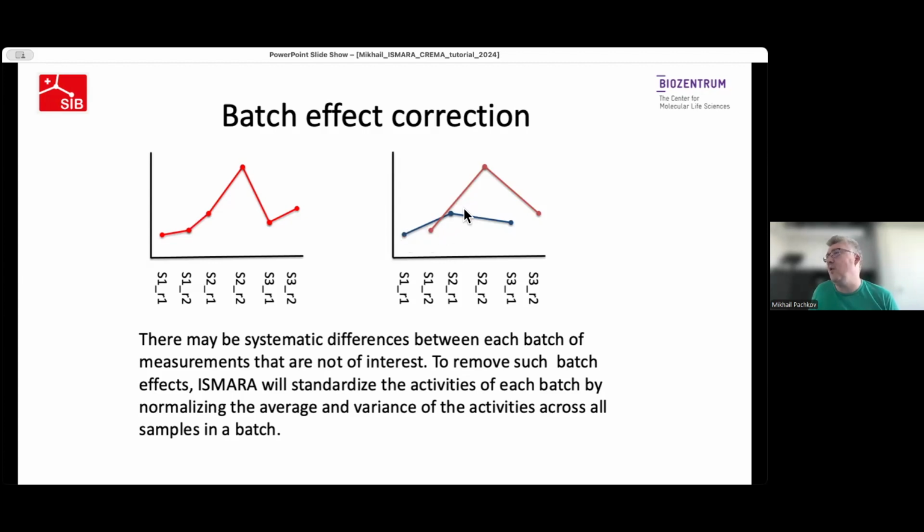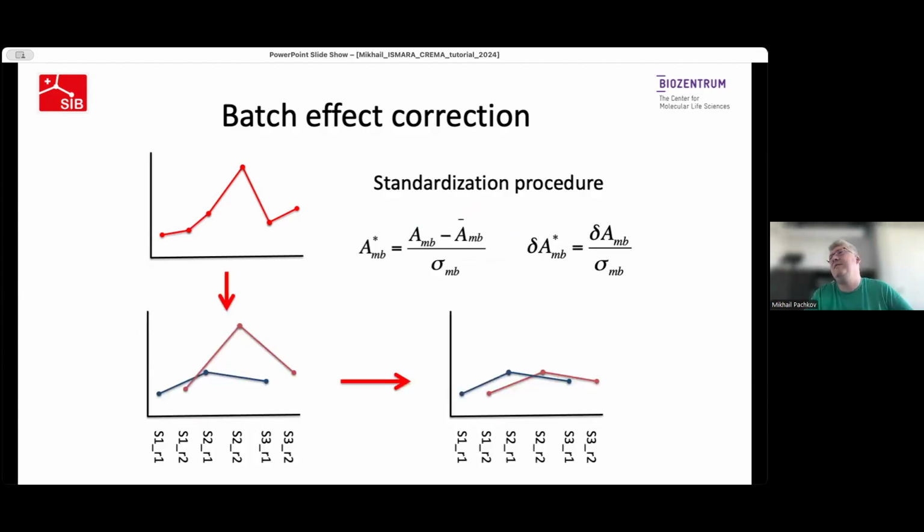So they go up, go down, but there is a systematic shift between the batches. And in order to fix such a situation, we apply a procedure which standardizes the data. So before running the averaging procedure, we take activities within a batch, and first of all, shift and rescale them by subtracting the mean activity within a group and normalizing by the variance of activities within a group.